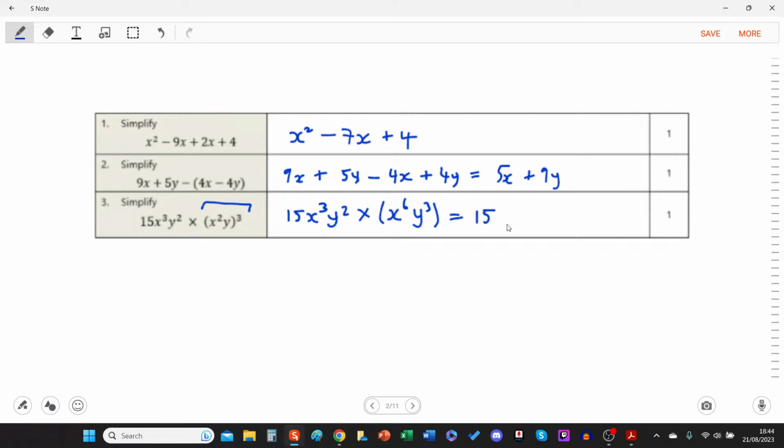So we can just do like terms. We've got the numbers. The x would be 3 plus the 6, so we've got x to the 9. And finally, y to the 5. So 2 plus 3. There you go. How did you do? You got 1, 2, 3 marks.